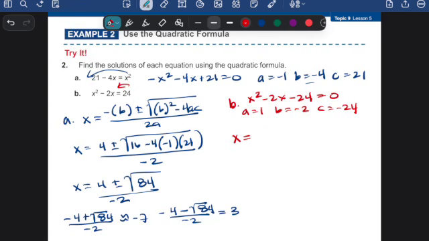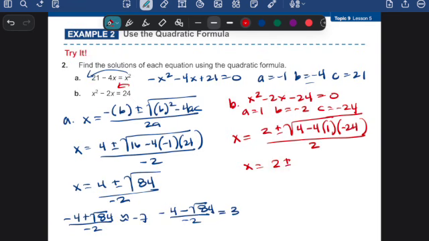X equals opposite B is +2. Plus or minus the square root of B squared. -2 squared is 4. Okay, and then I'm going to do this. Minus 4 times 1 times -24. All over 2a is just going to be 2. Let's simplify underneath the radical. 2 plus or minus square root of, I'm going to have -4 times 1 is -4. Negative 4 times negative 24 is positive 96, all over 2.